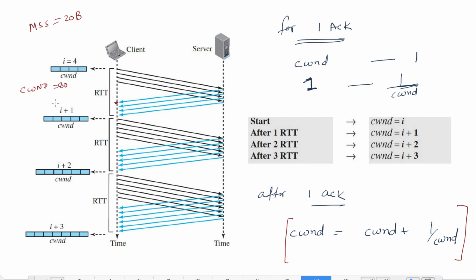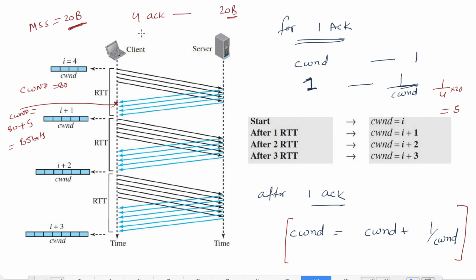Then after this ACK, my congestion window will become 80 plus 1 MSS, right? So basically I'm increasing 1 MSS after the 4, which means after the 1 I'm only increasing 1 upon 4. So basically 1 upon 4 into 20, because this is the unit in the MSS, which means 5 bytes. So I'm increasing with the 5 bytes, which means 85 bytes. You're getting? So basically, after these 4 ACKs, I'm increasing 20 bytes.